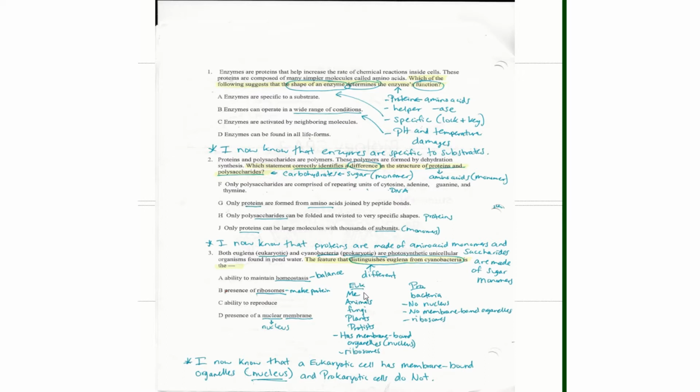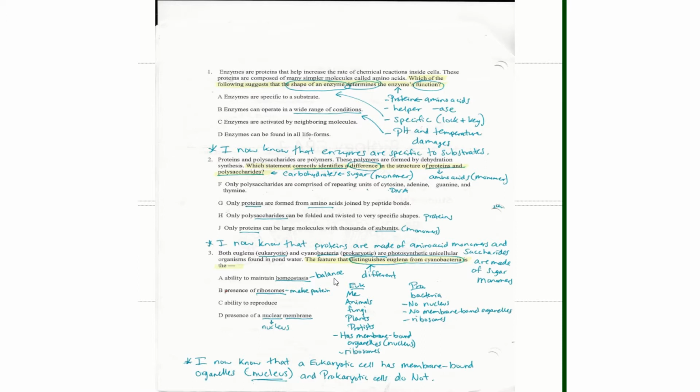So eukaryotic, me, animals, fungi, plants, protists, has membrane-bound organelles like a nucleus, little organelles, right? It has ribosomes. Prokaryote is a bacteria. No nucleus. No membrane-bound organelles. It doesn't have little organelles. Ribosomes, it does have. So, maintain homeostasis, that means balance.